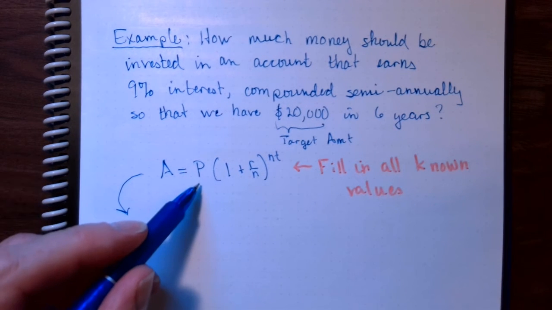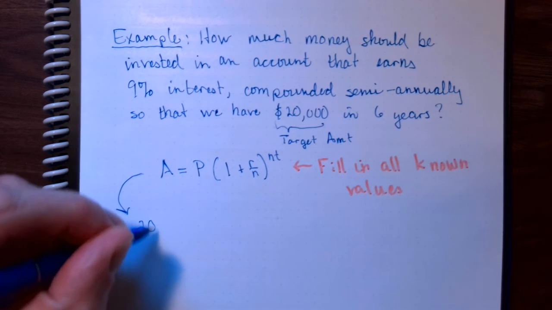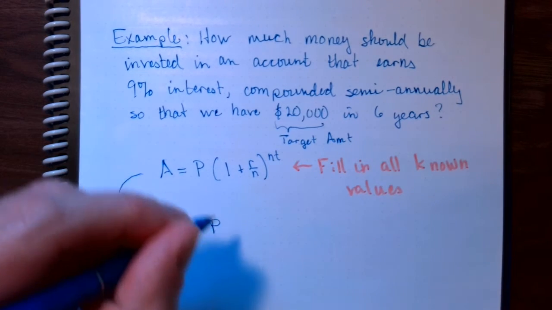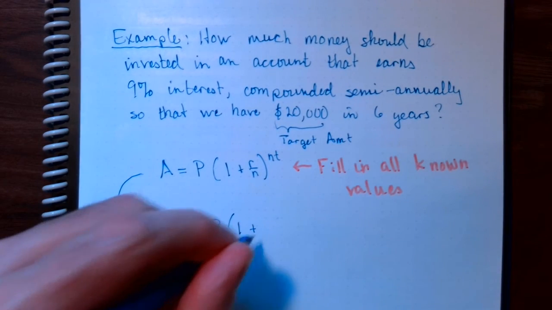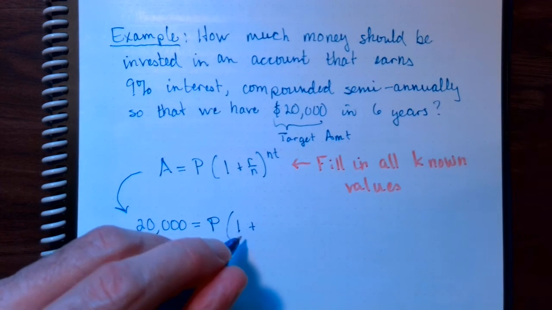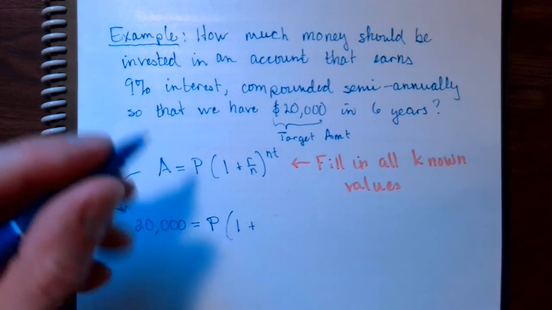Now we don't know the principal. We're going to leave that blank. We do know the amount that we want to end up with. The amount we want to end up with is $20,000. Principal is unknown. That one, remember, is always there. When you're dealing with compound interest, you keep everything you have, 100%, plus additional.